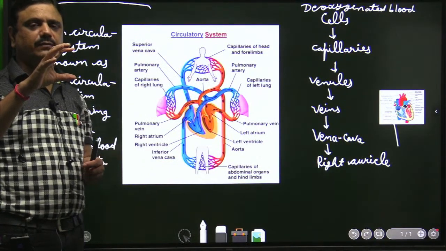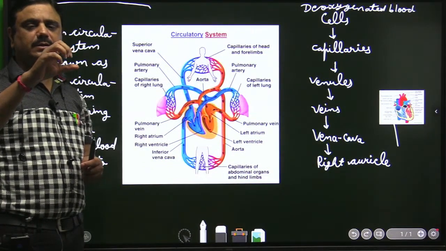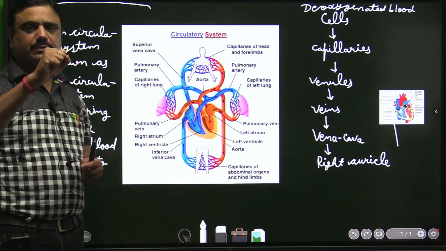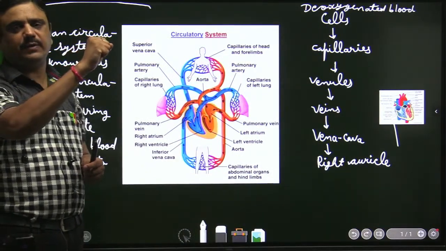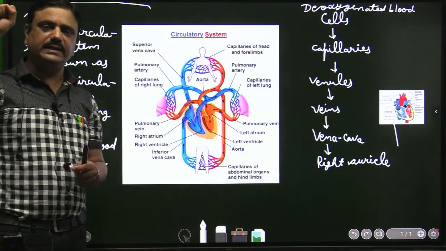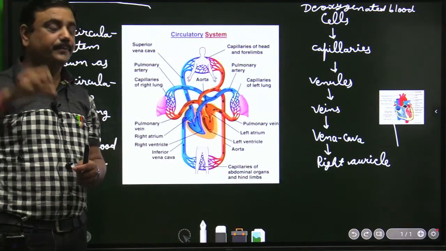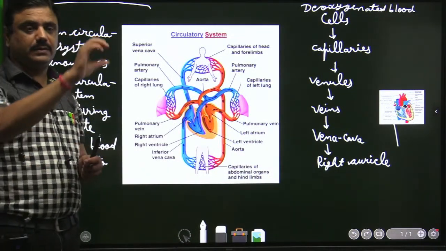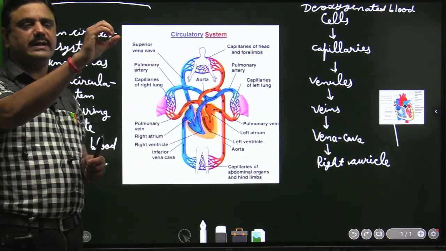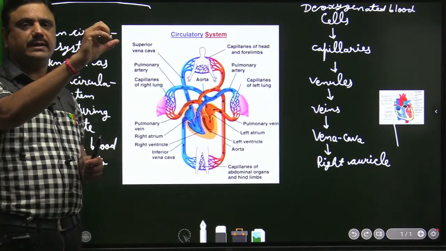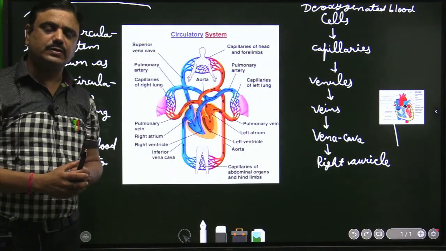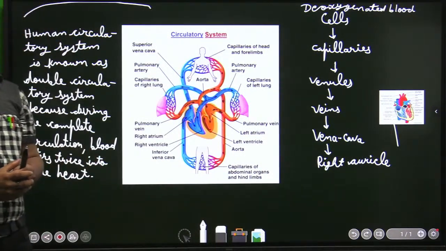The size of our heart is just like our clenched fist. This is the size and shape of our heart, like this. Okay? Now, this is contraction, relaxation. Contraction, relaxation. So one contraction and one relaxation is called one heartbeat.